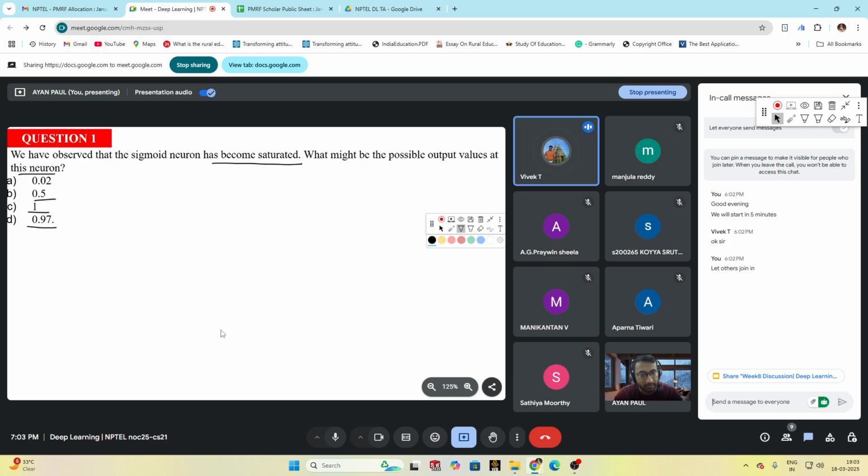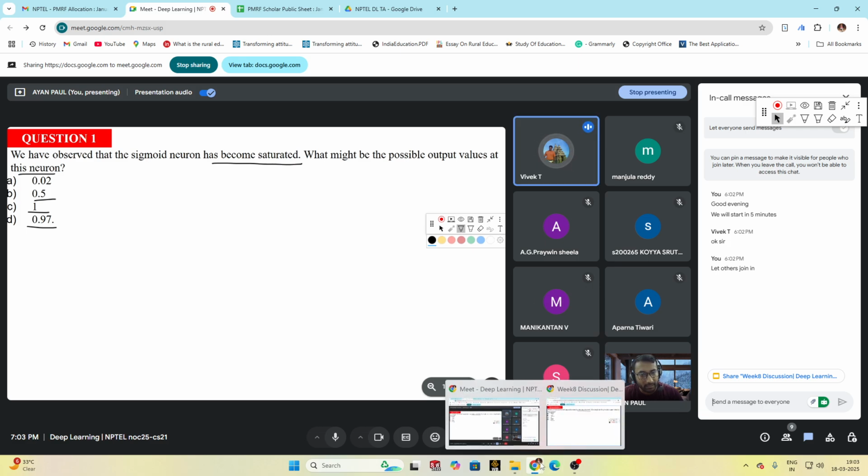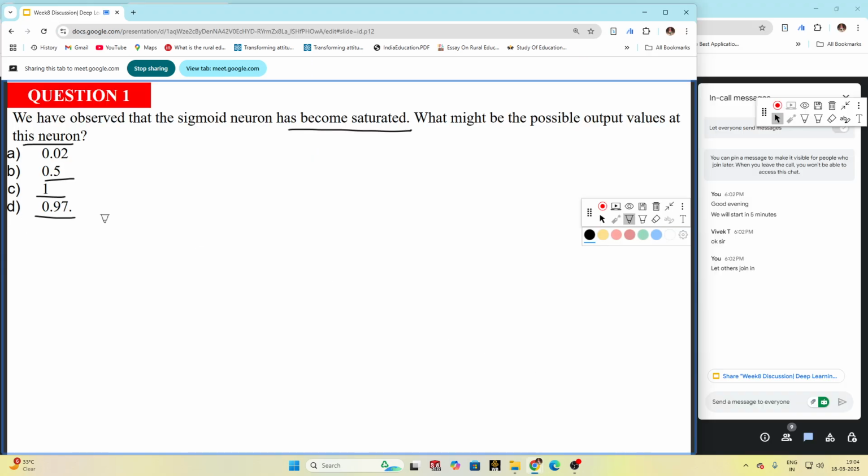Yes, sir. So any guesses? One. Okay, C, you are telling. Any other option? Saturated. Okay, what does saturated mean? Like this is the maximum value. Yeah, maximum or minimum value, not just maximum.